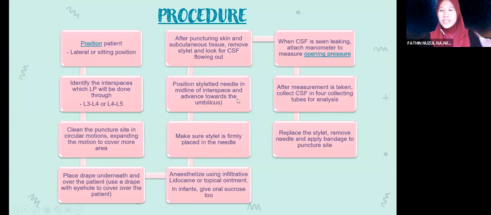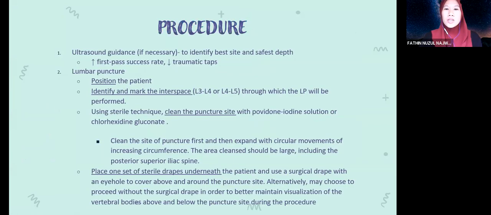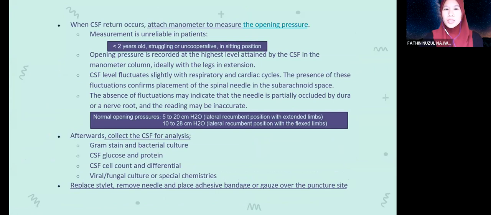Okay. So we've done with the procedure. We've collected all the CSF fluid and opening pressure. Okay. So this is the more detailed version of the procedure, so you can read it afterwards.